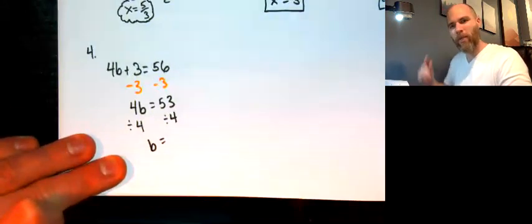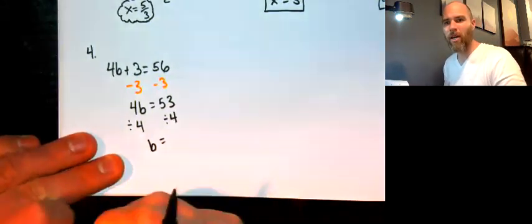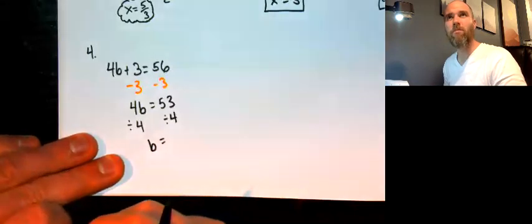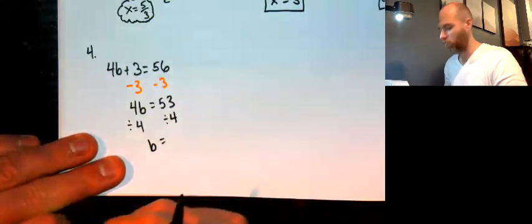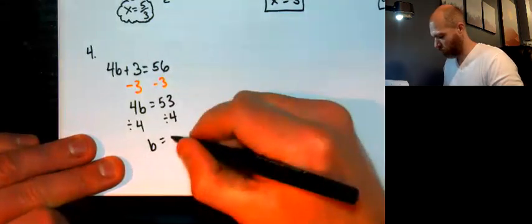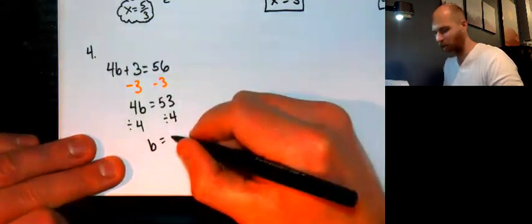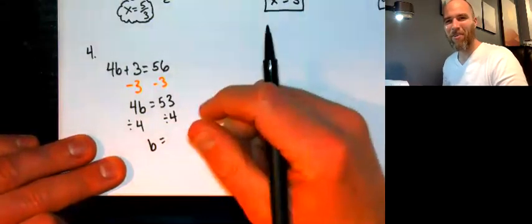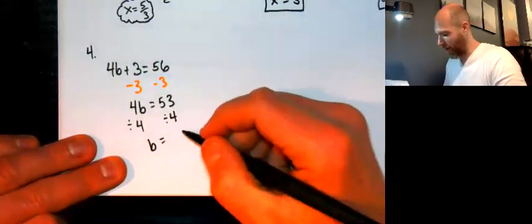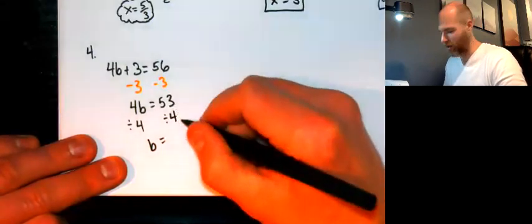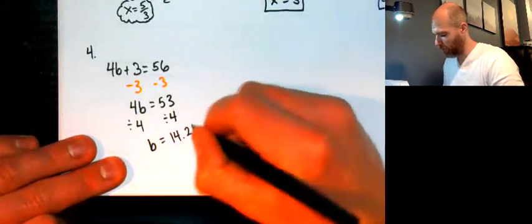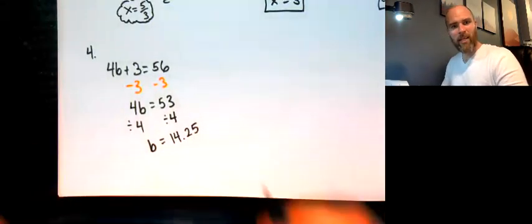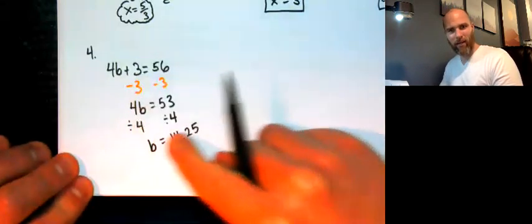53 divided by 4. If it were 52 divided by 4, that'd be what, 13? No. If it was 52, no, that would be 13. I was right the first time. So if it was 52, it'd be 13. But what I have here is 1 left over, so that's 1/4. So this is 14 and 1/4, or 14.25.